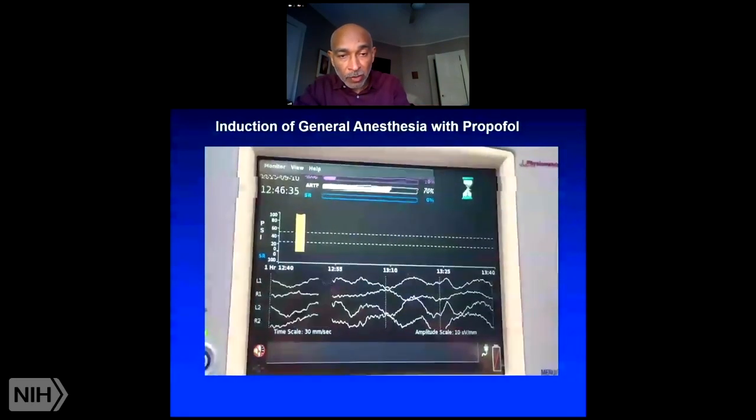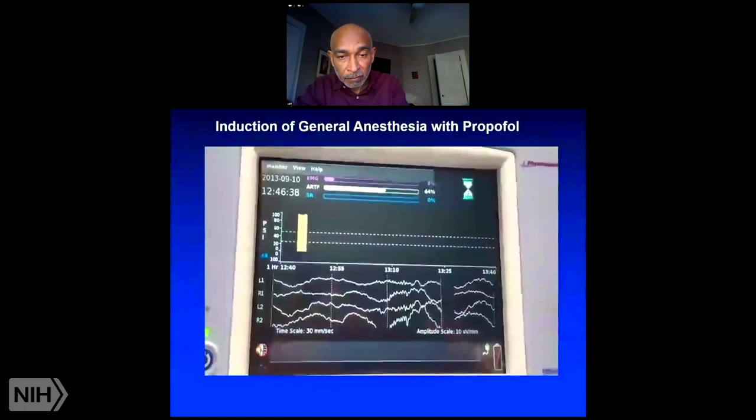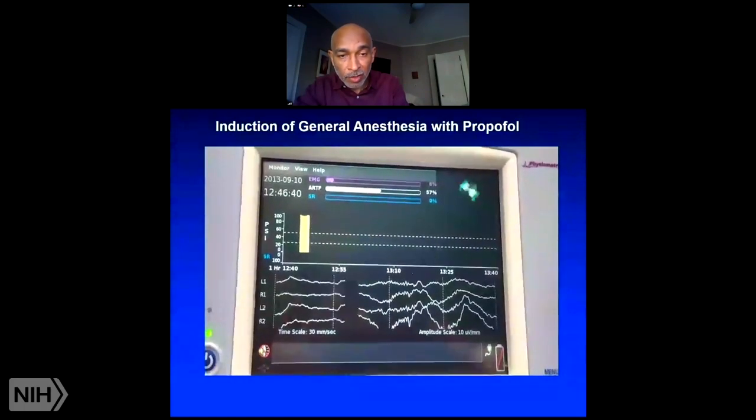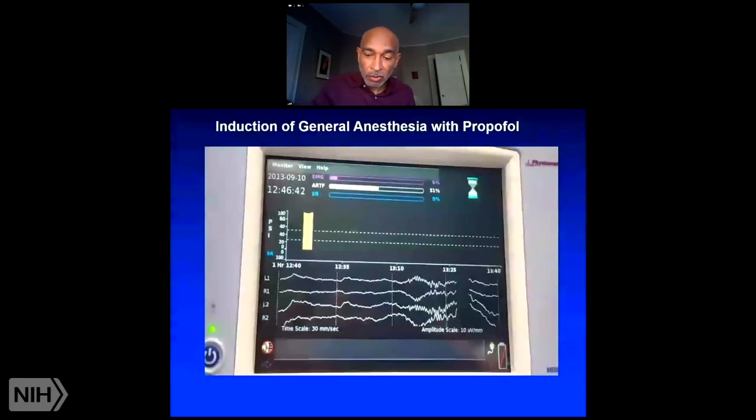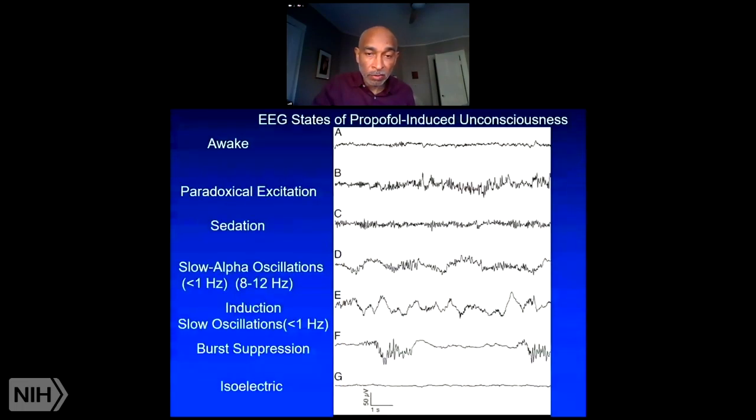And now watch, she's going to go flat, reverse, flat. Yeah. So what did I just show you? So here she was awake, where you saw this is about five microvolts. And then with the induction, you saw these beta oscillations appear here. That's when these oscillations are about 12 to 16 cycles per second.